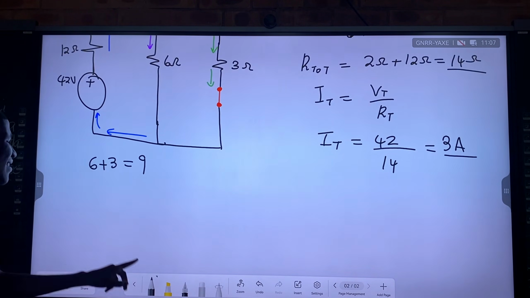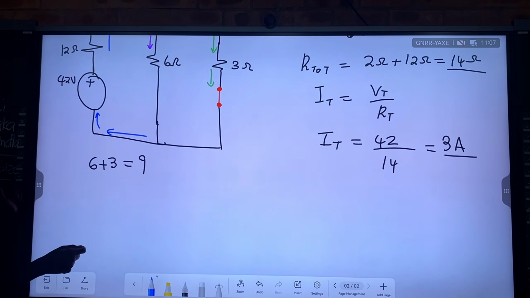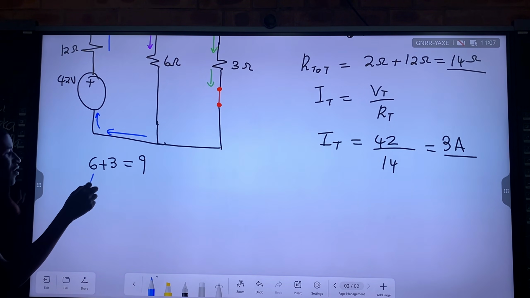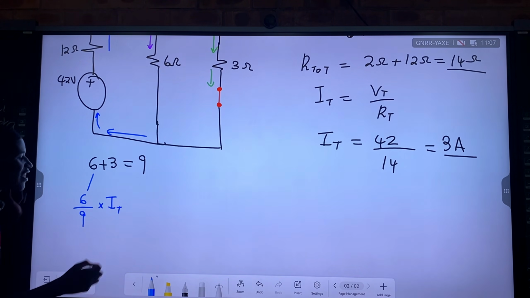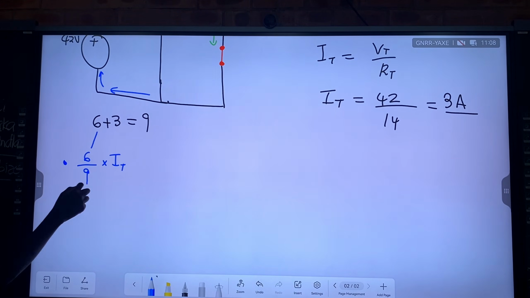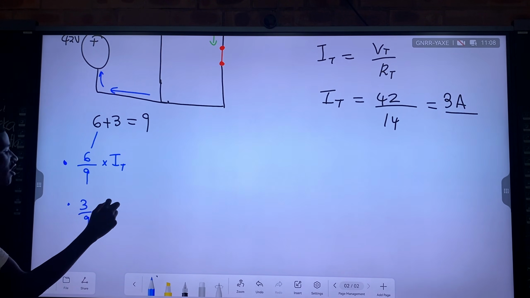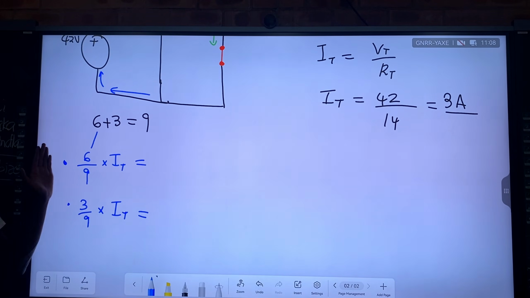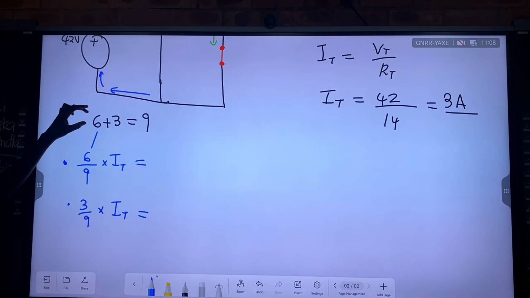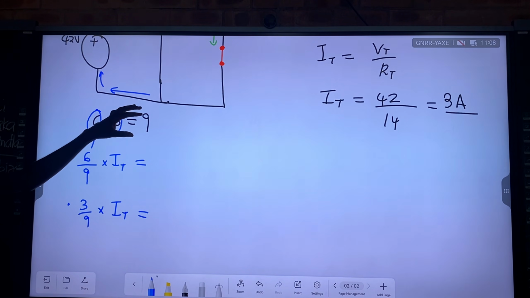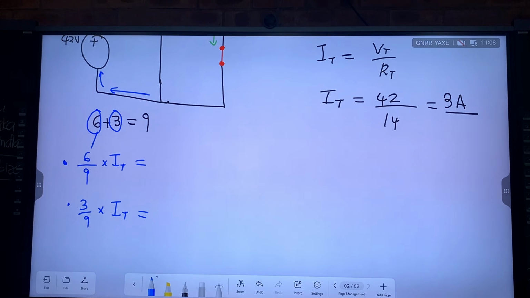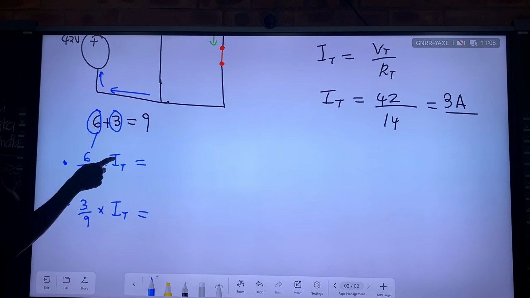So now we have 2 portions of the current. We have 6 over 9, that's the first portion of the total current, and then we have 3 over 9, which is the other portion of the total current. So we've got 2 portions of the total current, 6 over 9 and 3 over 9, over the total. This ratio will help you a lot, even when it comes to conductance. You follow ratio principles. So at this point, 6 over 9 times the total current, and 3 over 9 times the total current.